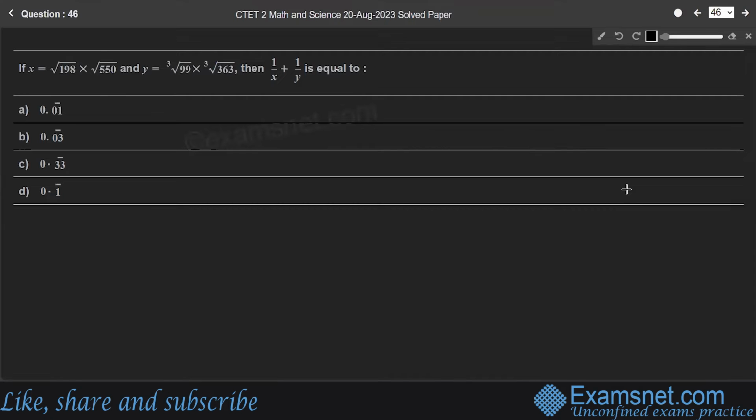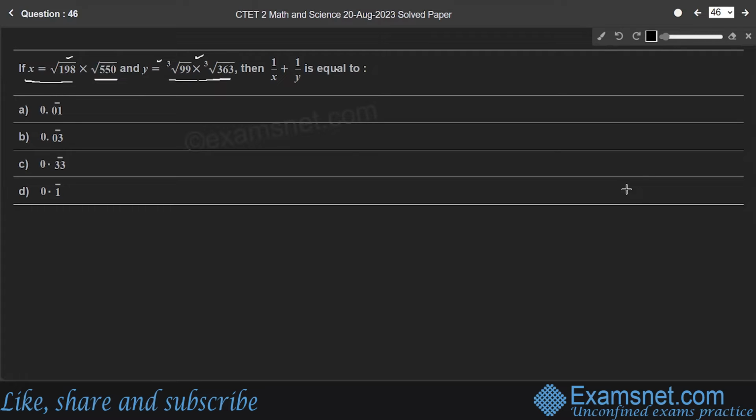Question 46. If x is equal to root of 198 into root of 550 and y is cube root of 99 into cube root of 363, then 1 by x plus 1 by y is equal to. So students, let us find value of x and y separately by considering root of 198 into root of 550 and the second term.